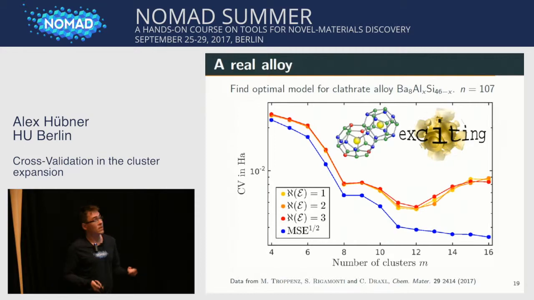All this can be applied to real alloys and real cluster expansion, and has been applied to the barium aluminum silicon case of Maria with real DFT data by the full-potential all-electron code exciting.